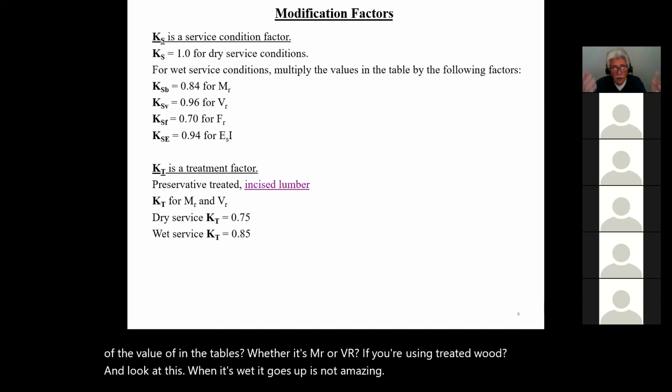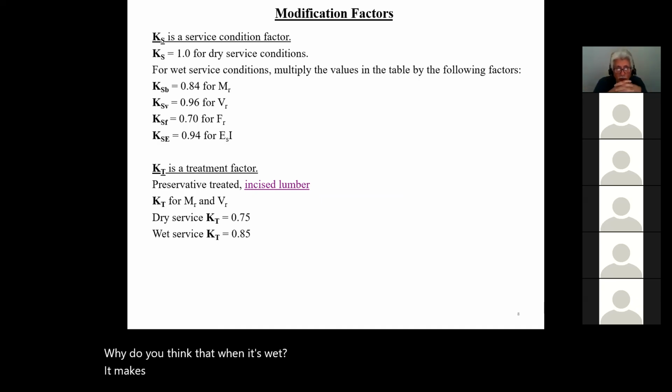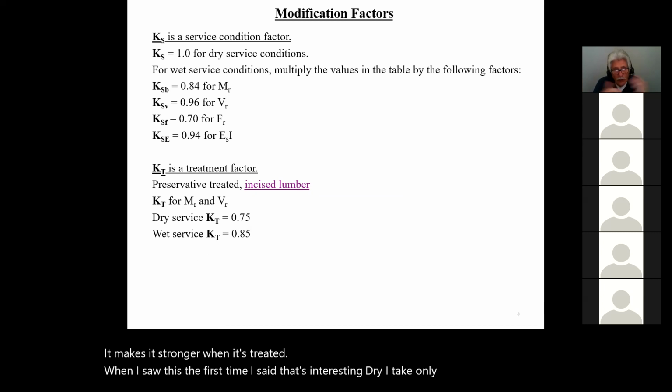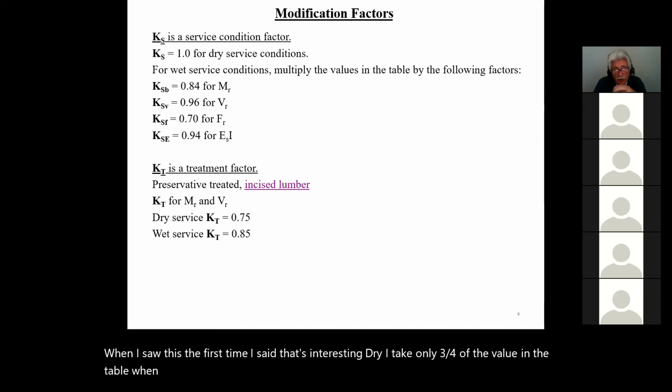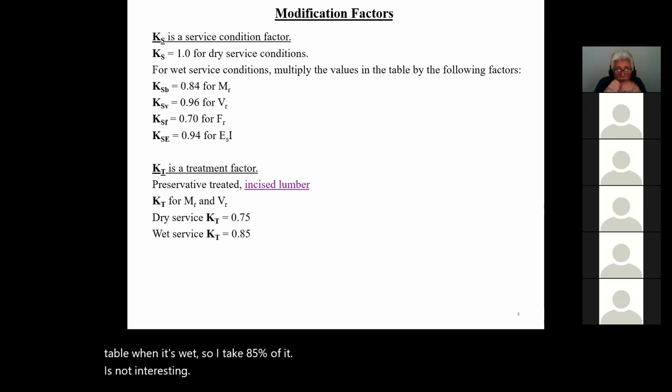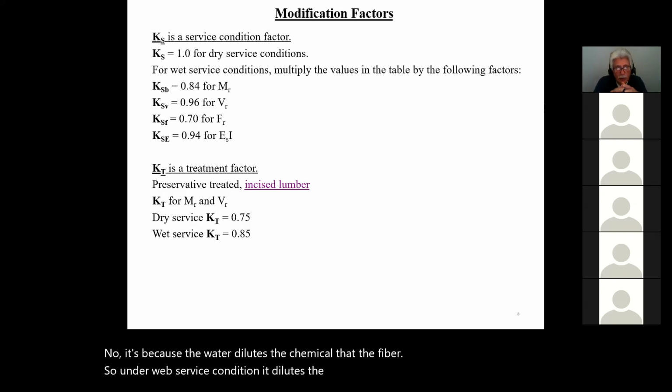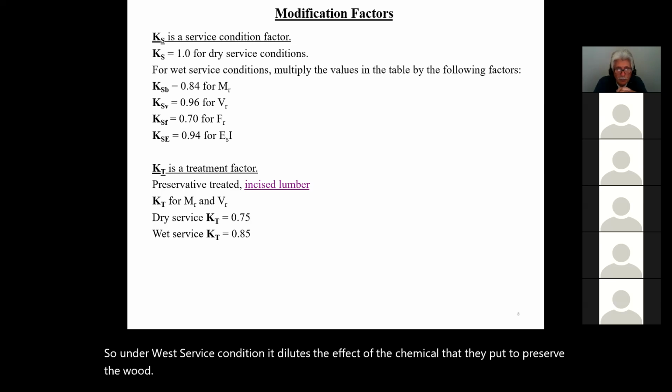Why do you think that when it's wet, it makes the wood stronger when it's treated? When I saw this the first time, I said, that's interesting. Dry, I take only 3/4 of the value in the table. When it's wet, ooh, I take 85% of it. Isn't that interesting? So is it because when the liquid hardens, it becomes stronger? No, it's because the water dilutes the chemical that affects the fiber. So under wet surface condition, it dilutes the effect of the chemical that they put to preserve the wood. Does that make sense?